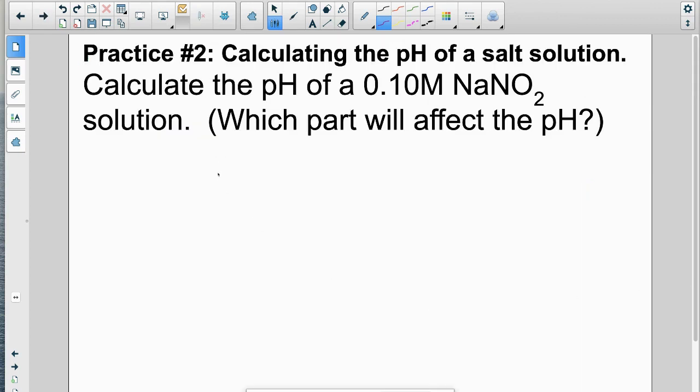Here's another example. You can try this one on your own. So pause the video and I will provide the answer. So for practice problem number 2, you do have to look up the Ka of nitrous acid in order to do this problem. So the Ka of nitrous acid is 4.5 times 10 to the minus 4. And the pH that you get would be 8.17 is the answer.